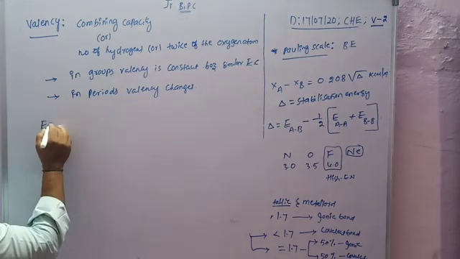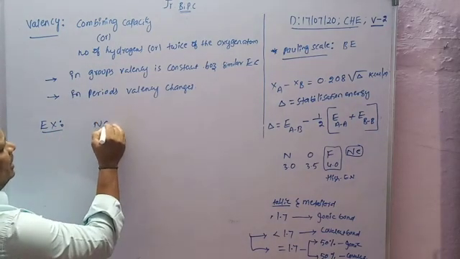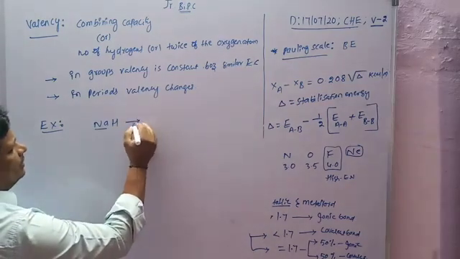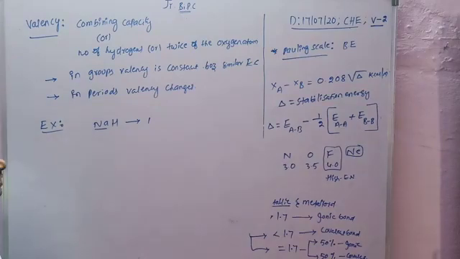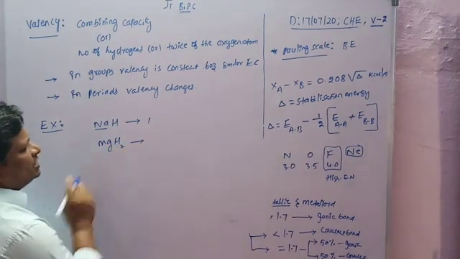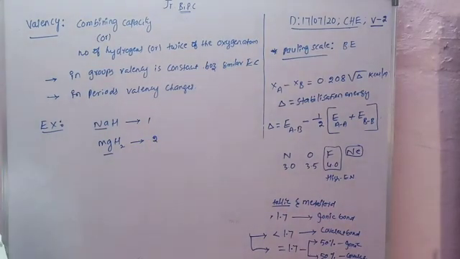So for example, NaH. The valency of sodium is 1 because it combines with how many hydrogens? 1. So the valency of sodium is 1. For example, MgH2. Magnesium valency is 2 because magnesium is attached with 2 hydrogens. How many hydrogens? 2 hydrogens.